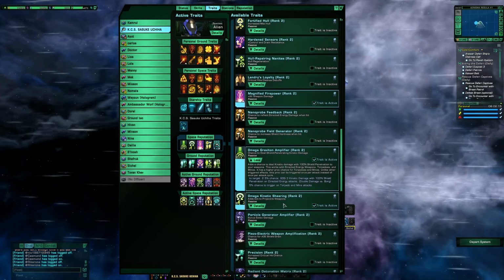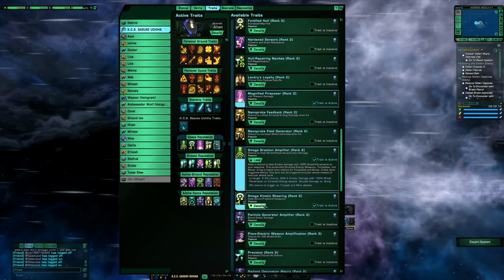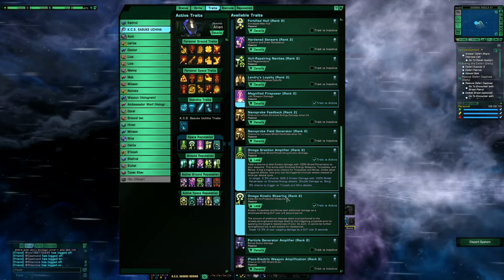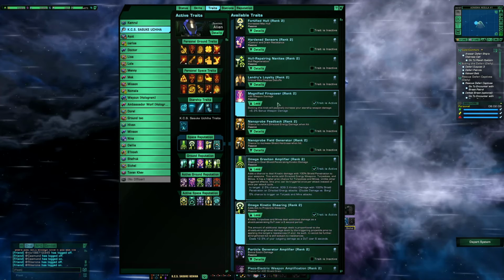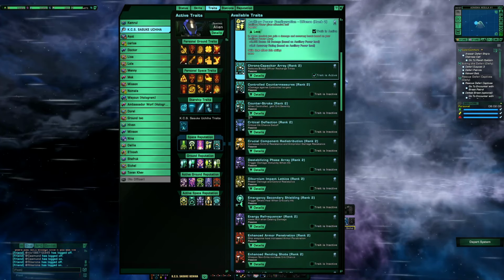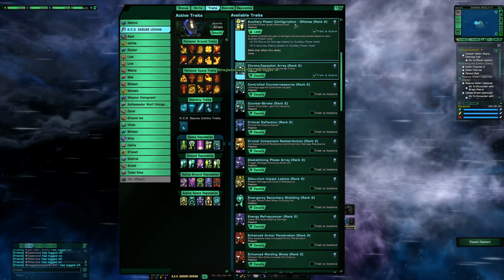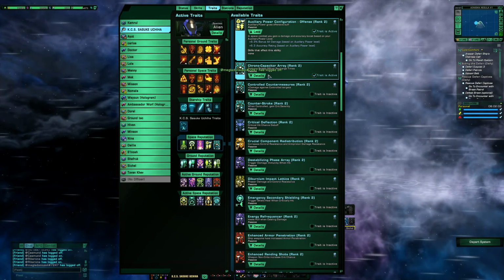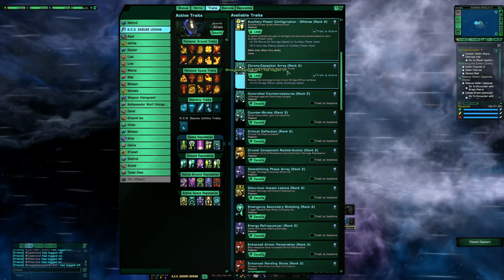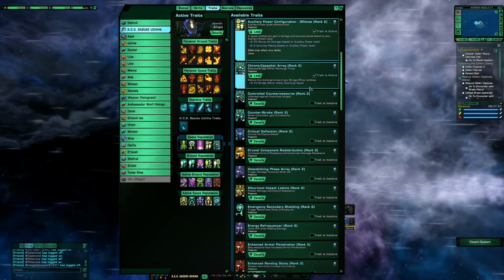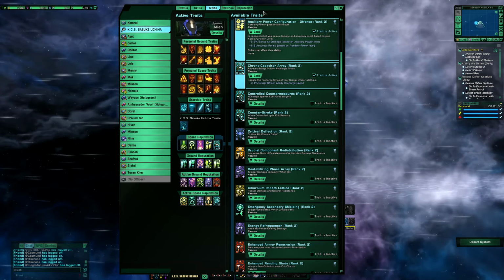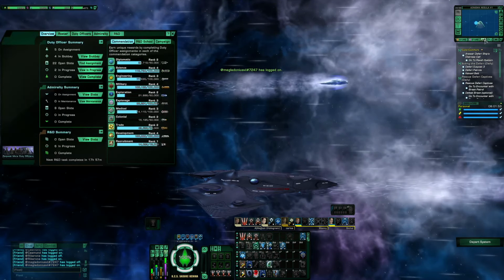Space rep. We have both Omega gravitic amplification and Omega kinetic shearing. Magnified firepower. Auxiliary power configurator for damage. And the chrono capacitor for cooldown. So kick back and enjoy the run.